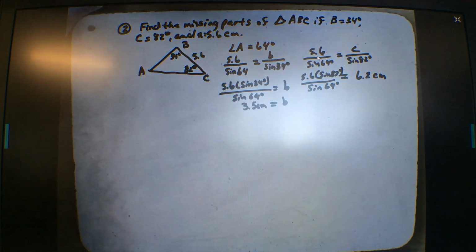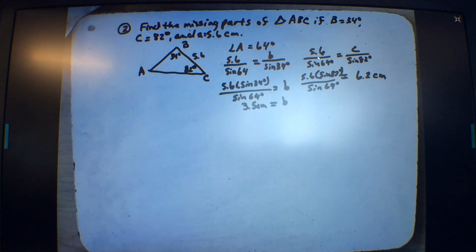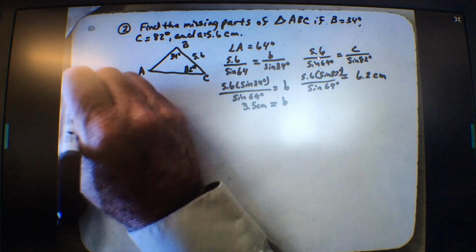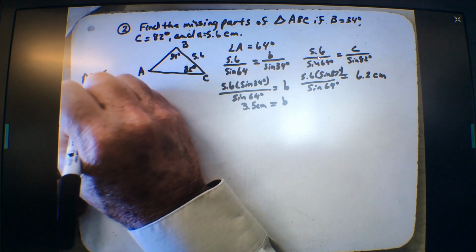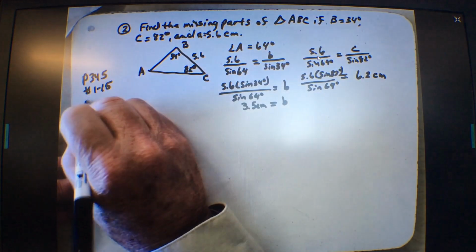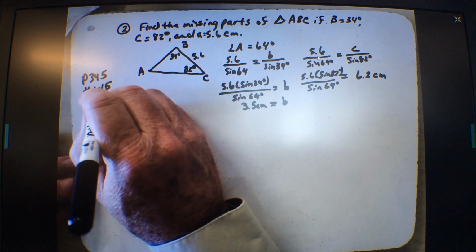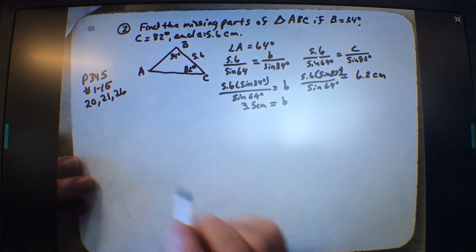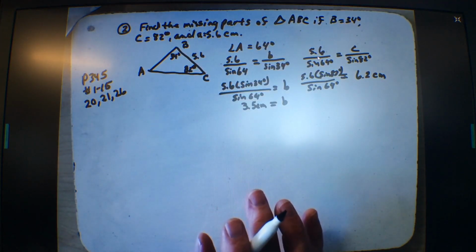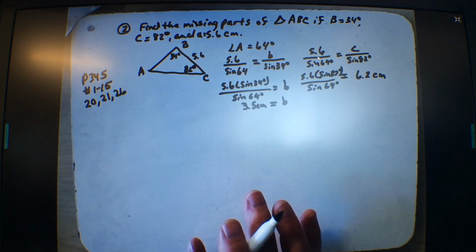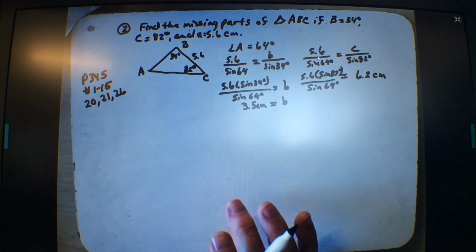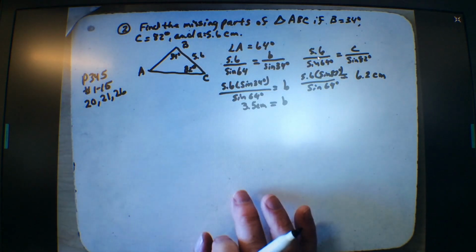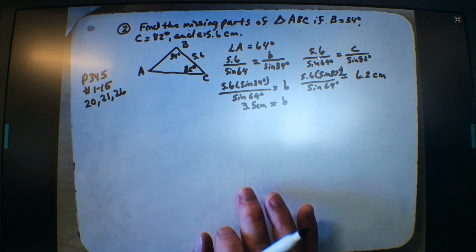I'm going to give your assignment, then we're going to look at a couple, or maybe one. I don't know how much time we have. But we're on page 345. We're going to do 1 through 15, 20, 21, and 26. I think 1 through 15 are pretty self-explanatory. In fact, the first 10, you're just finding a value, and then the next 5, you're finding all the parts. So just like we did.